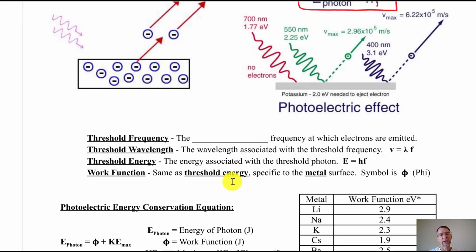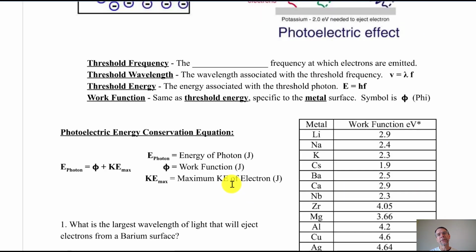So if we go down here, I've talked about the threshold frequency. The threshold frequency is the minimum frequency at which electrons are emitted. And once again, actually, these four things are really all the same thing. I'll put that in parentheses. They're not exactly the same. They're just different references for the same thing that will connect together, as you'll see when we start doing the problems.